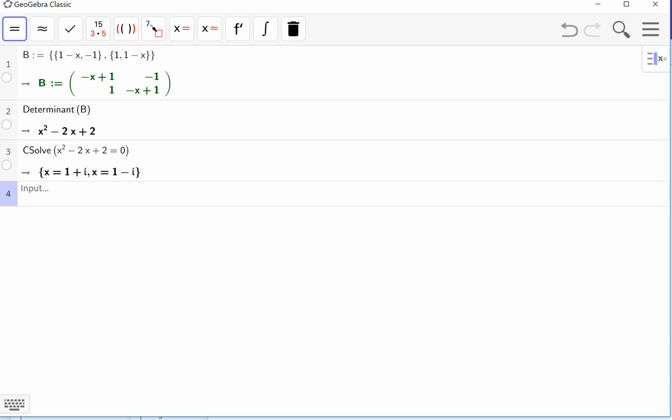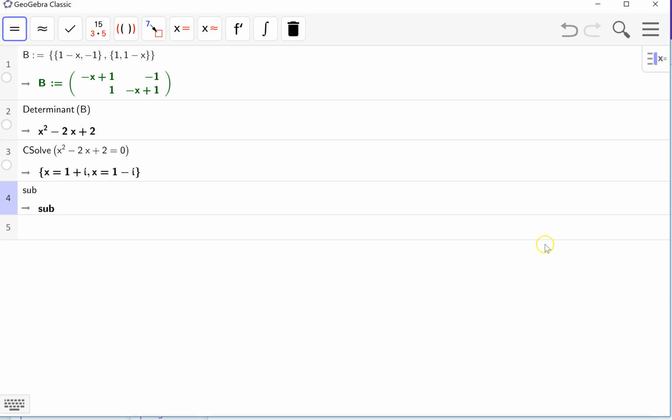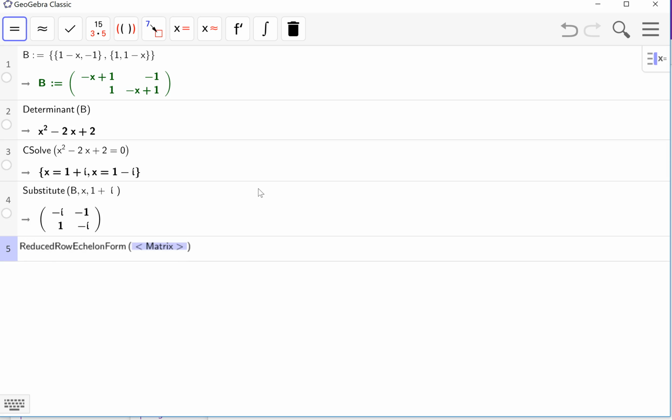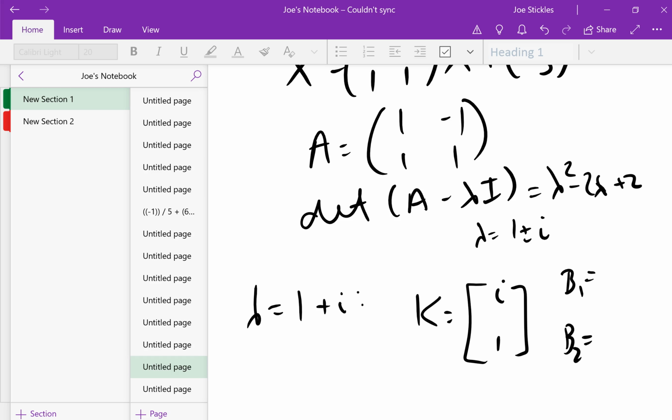So going back over to GeoGebra, I want to substitute into B. I want to change the x to 1 plus i and row reduce. So our eigenvector in this case will be (i, 1). So for lambda is 1 plus i, we get our k is (i, 1). And then we split that into real and imaginary parts. The real part is (0, 1), and the imaginary part is (1, 0).